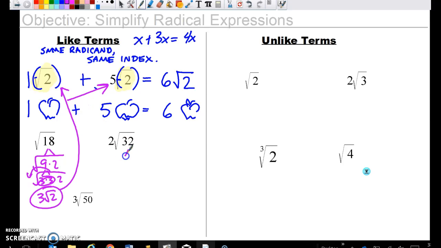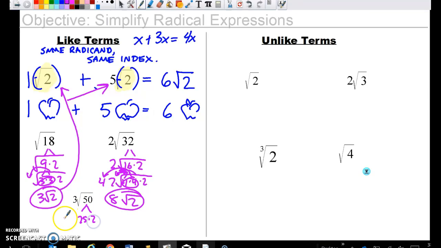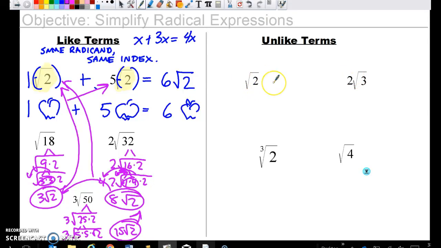Those are like terms. If I try to factor out 32, that's 16 times 2. Square root of 16 is 4 because 16 is 4 times 4. I could take 2 of the 4s out of the radical there. 8 times square root of 2. That's another like term. In fact, all of these, after I simplify them, would end up being like terms. They all will have a square root of 2 left over inside of the radical. So I'd get 15 square roots of 2. So all of these are like terms. But these are unlike terms. They have the same index but different radicands, or they might have the same radicand but different indexes or indices.